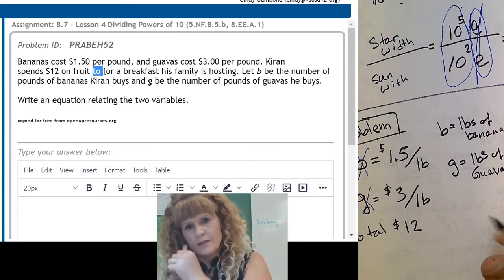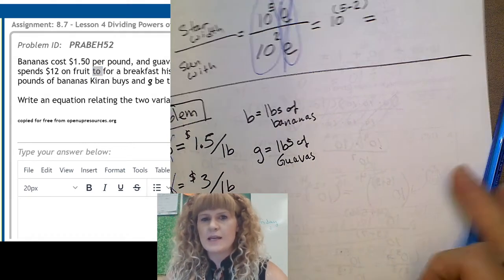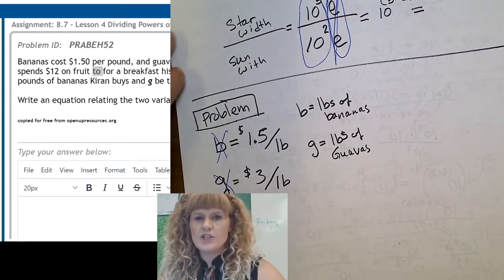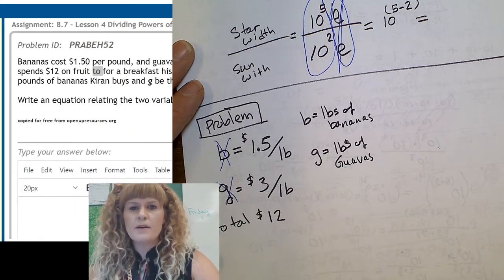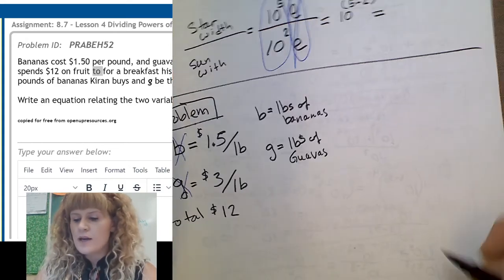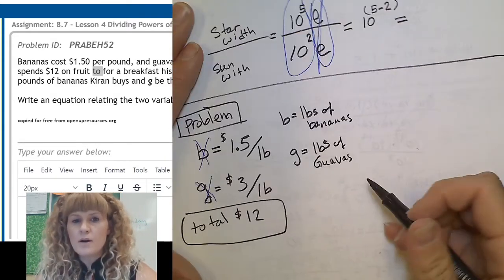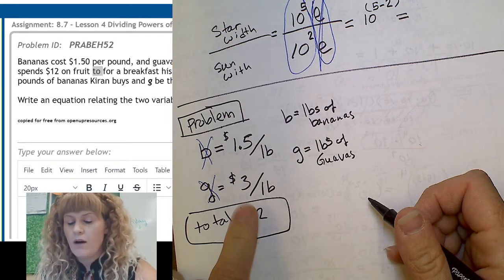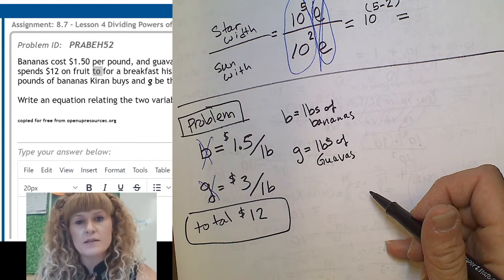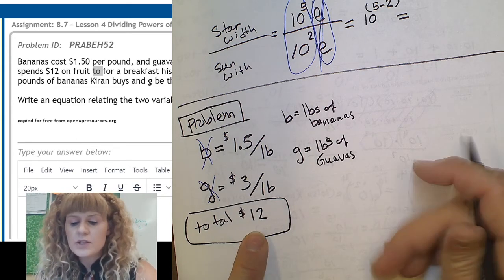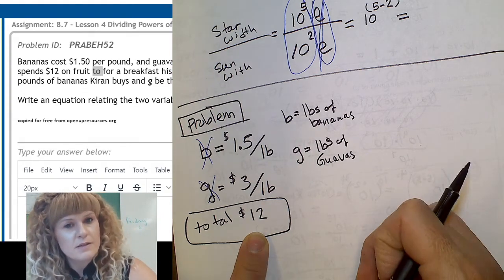Write an equation relating the two variables. No problem. I'm really good at this. So we're writing an equation saying how B and G are related. Well, they're related by the amount of money Kieran can spend. Kieran only has $12. So Kieran could buy all guavas and then not have any money left for bananas. Or Kieran could spend half of the money on bananas and half of the money on guavas.